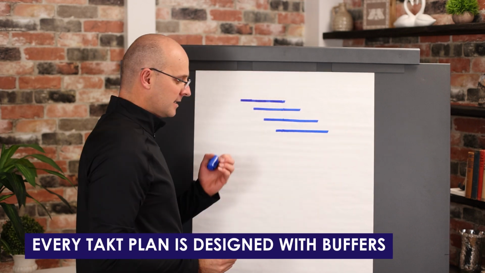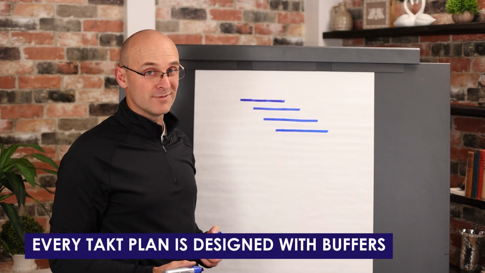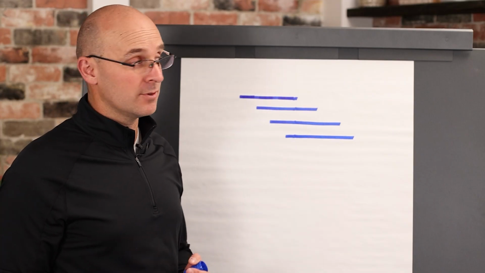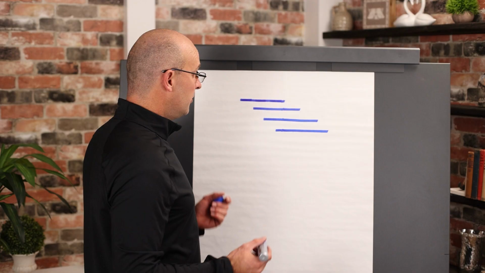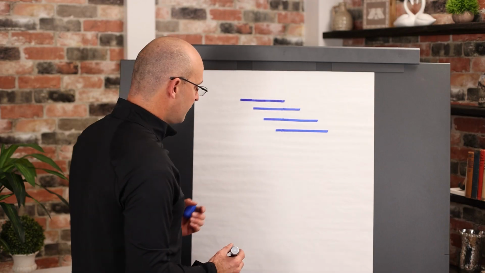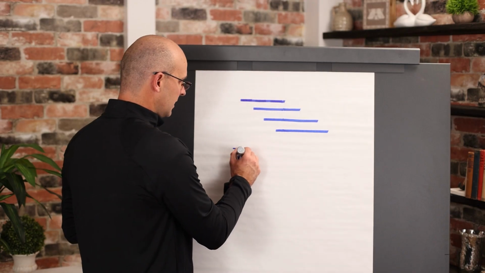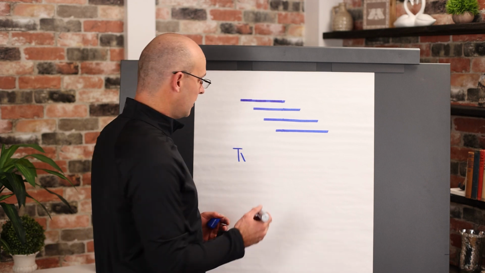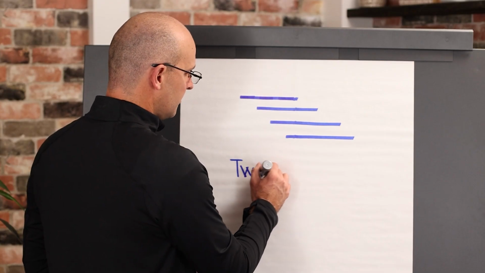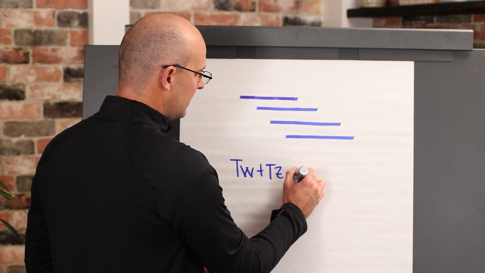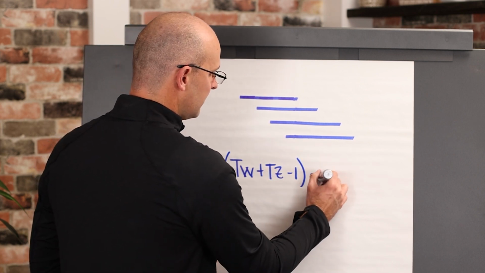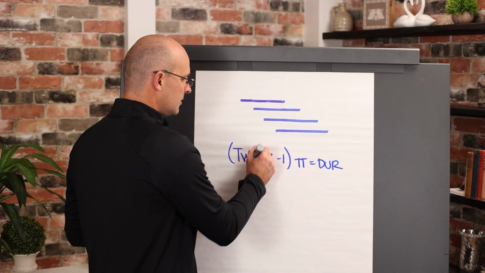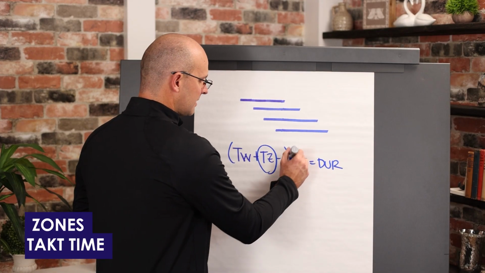Every takt plan is designed with buffers. Where do you get the buffers? Well, I'm going to leave you wanting more on this one because we're going to link you to some pretty cool videos. But basically, there's a formula called Little's Law, or Lewis and Vinegar's Law. It's takt wagons plus takt zones minus 1, multiplied by the takt time, equals the project duration. And the key thing here is zones and your takt time.